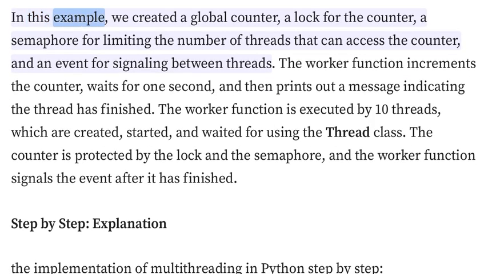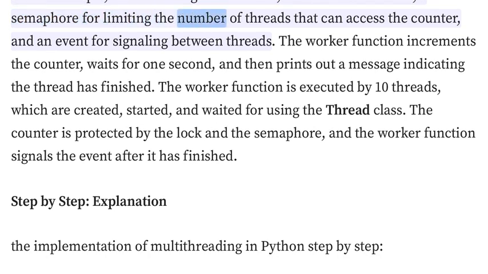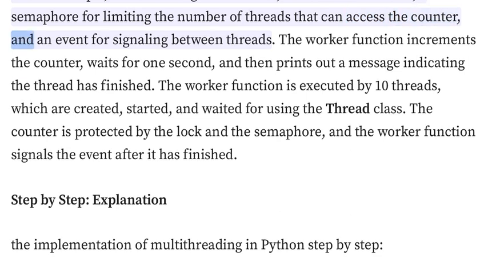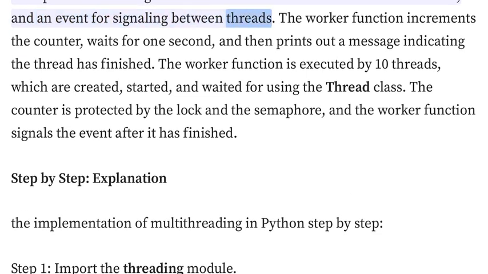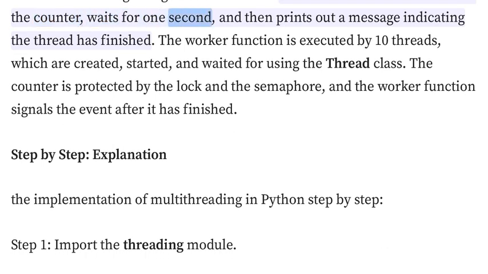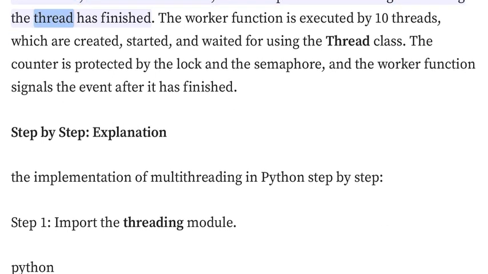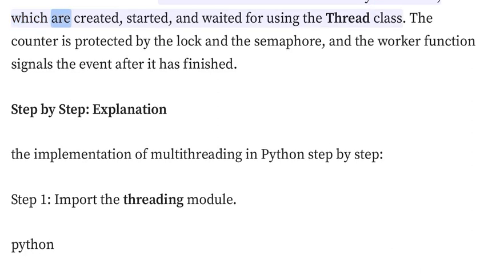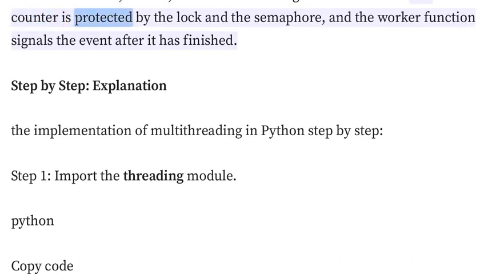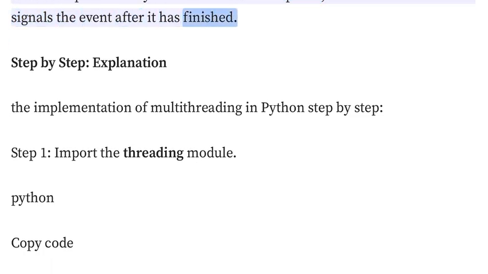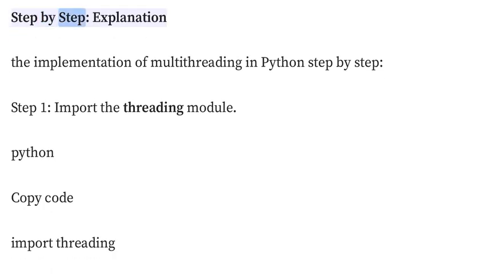In this example, we created a global counter, a lock for the counter, a semaphore for limiting the number of threads that can access the counter, and an event for signaling between threads. The worker function increments the counter, waits for 1 second, and then prints out a message indicating the thread has finished. The worker function is executed by 10 threads, which are created, started, and waited for using the Thread class. The counter is protected by the lock and the semaphore, and the worker function signals the event after it has finished.